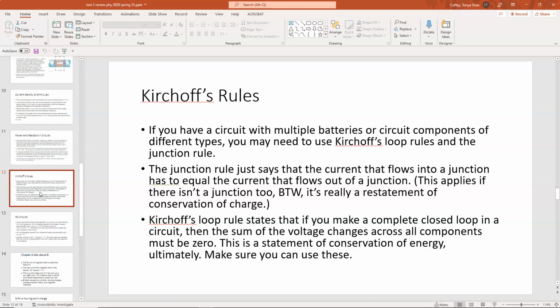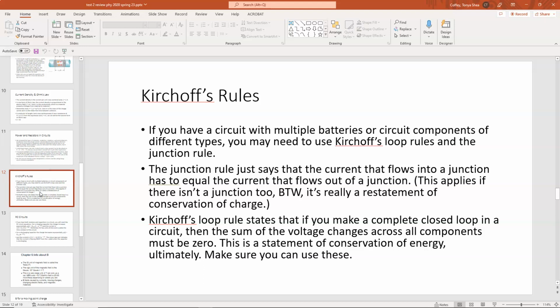Okay, next, Kirchhoff's rules. If you have a circuit with multiple batteries or circuit components of different types, then you might need to use Kirchhoff's rules instead of just finding the equivalent resistance or the equivalent capacitance. So for more complex circuits, Kirchhoff's rules are your friends. There's two of them. There's the loop rule and the junction rule.